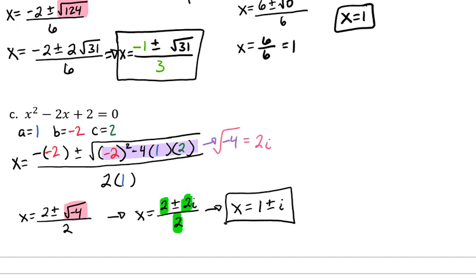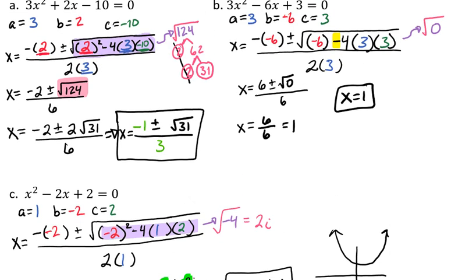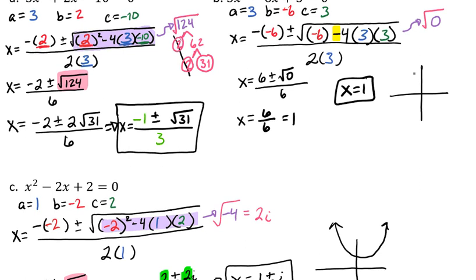So here we have an imaginary solution, which means that when we graph it, our graph kind of hovers. It doesn't really cross the x-axis. Whereas on part B, it's going to touch in one spot. And for part A, it's going to cross it in 2 places.